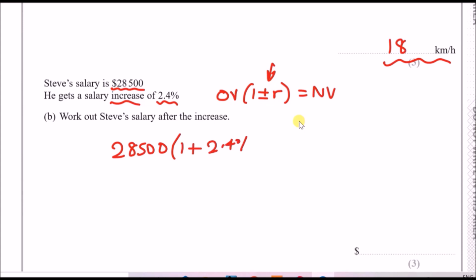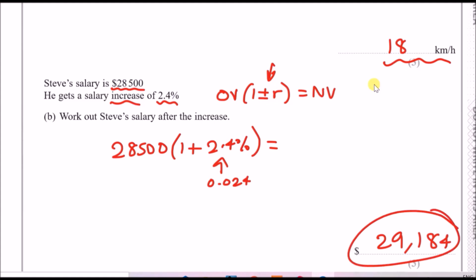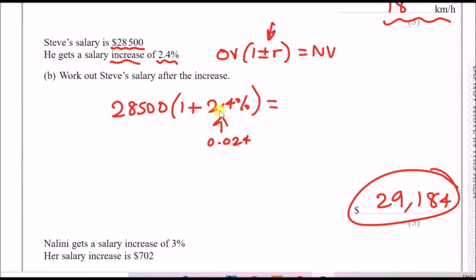2.4%. Now if you're using a Casio, you could just press the percentage button, but if you're not, you've got to rewrite this bit as 0.024, strictly in decimal form. And then when you do this, you should get a result of $29,184, yeah? So always try and keep the answer simple, direct. It's better to be direct and quick.